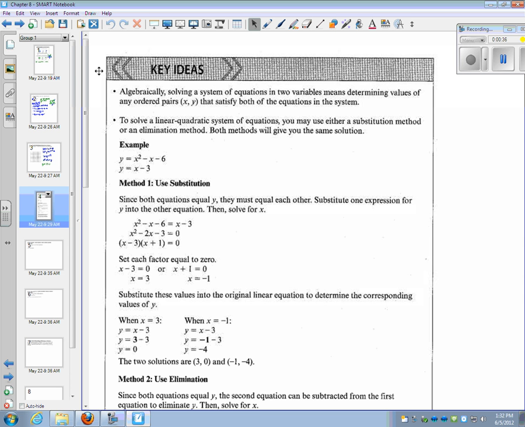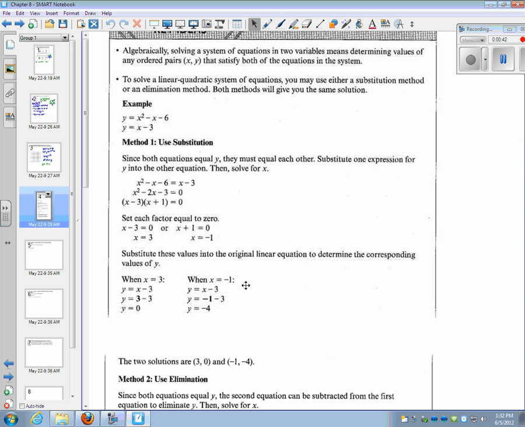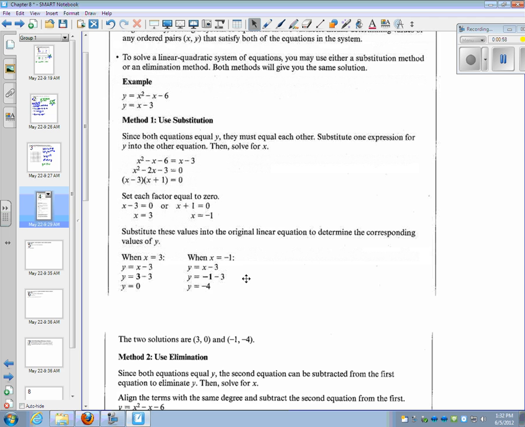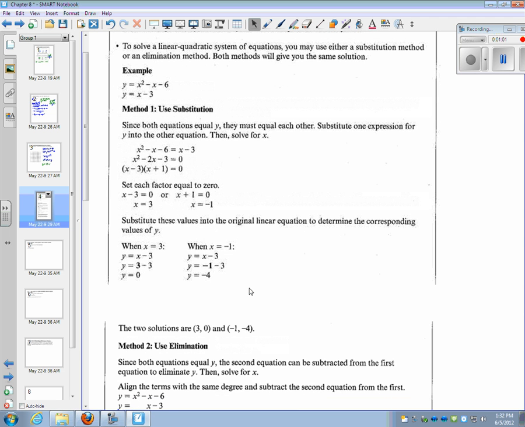To solve a linear quadratic system, you may use either substitution or elimination. Both methods will give you the same solution. So substitution means that if y is equal to x squared minus x minus 6, and y is equal to x plus 3, then those two things must be the same. We've substituted x plus 3 in for y. And then once we get a solution, we have to put it back into the original equation.